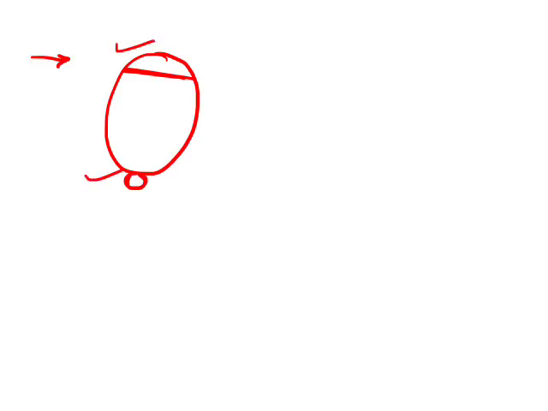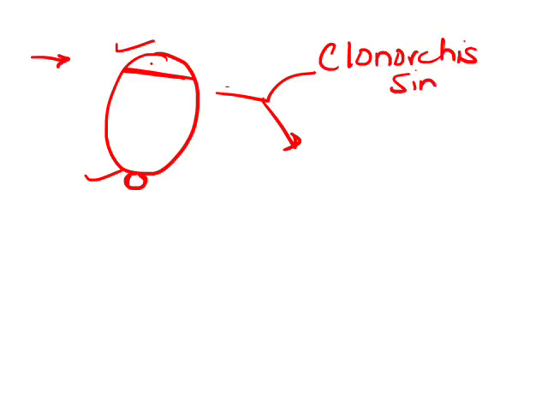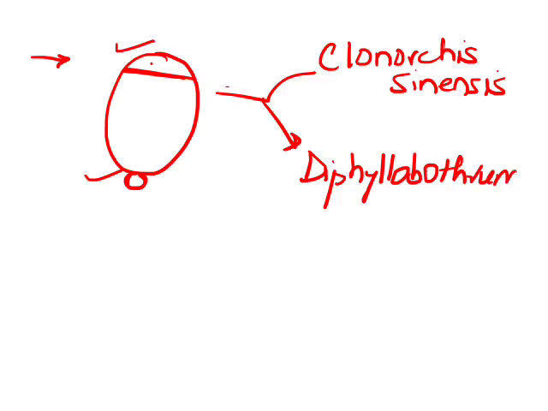Now the next is, which of the eggs have an operculum at one end and a knob at the other? If this is the egg, on one side you will have an operculum and on the other side you will have a knob. So on both ends you are having something, one is operculum, one is knob. Such eggs are Clonorchis sinensis and Diphyllobothrium latum. How do you remember that?